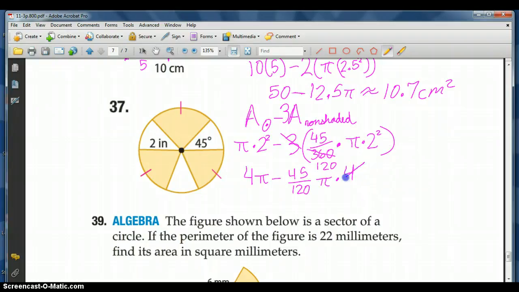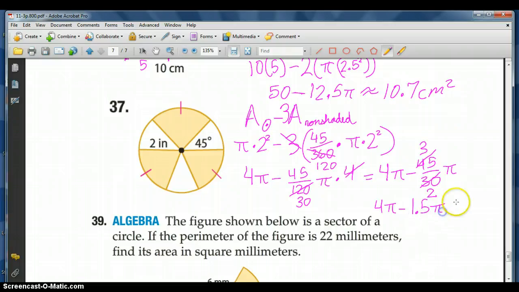I can continue to simplify. 4 goes into 120 30 times. And simplify this fraction, divide both numerator and denominator by 15, and we get this. So we have 4 pi minus 3 halves pi. What is 3 halves? 3 halves is the same as 1 1/2. So 4 pi minus 1 1/2 pi would give me an answer in terms of pi to be 2.5 pi, and then I can go to my calculator and just type that in. So 2.5 pi is approximately 7.9 square inches. And that would be the area of the shaded region.